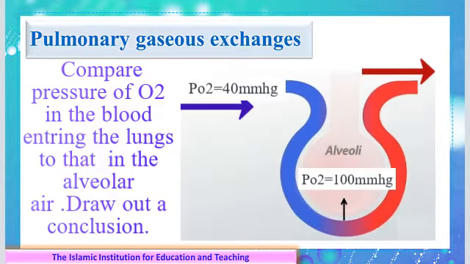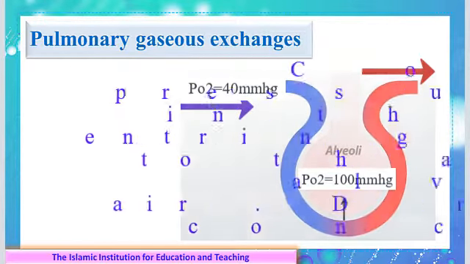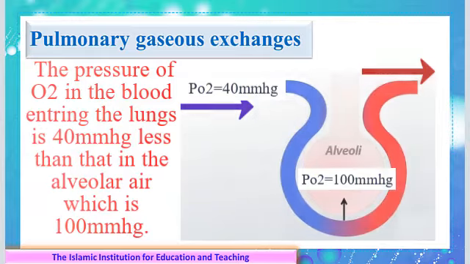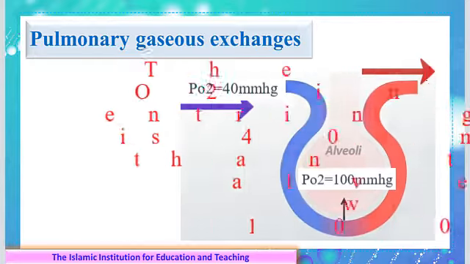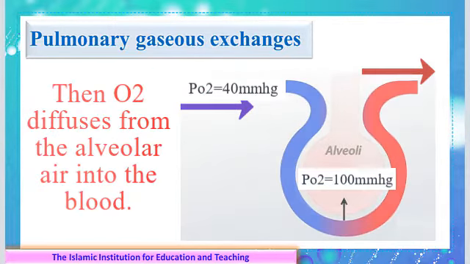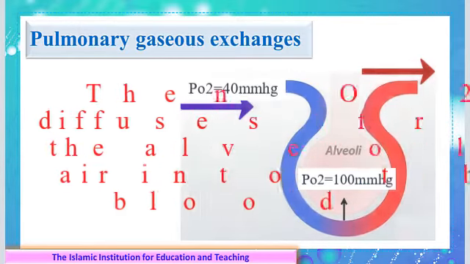Let's now compare the pressure of oxygen gas in the blood entering the lungs to that in the alveolar air to draw out a conclusion. The pressure of oxygen gas in the blood entering the lungs is 40 millimeters of mercury, less than that in the alveolar air, which is 100 millimeters of mercury. We can conclude that oxygen gas diffuses from the alveolar air into the blood.